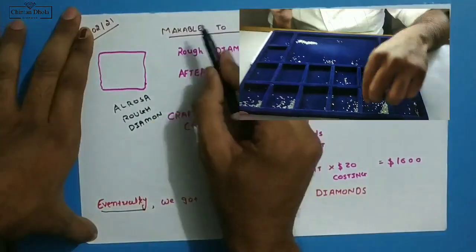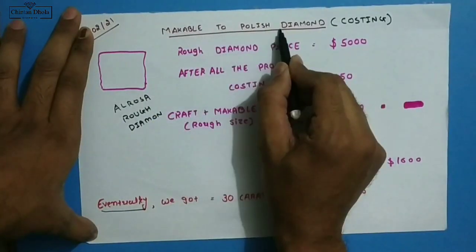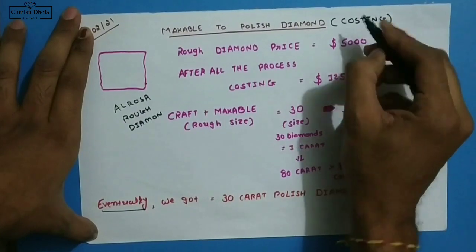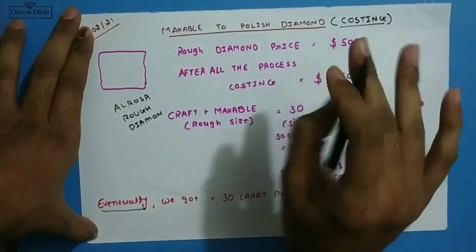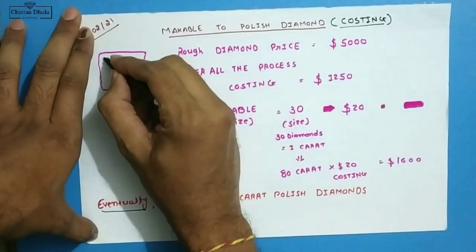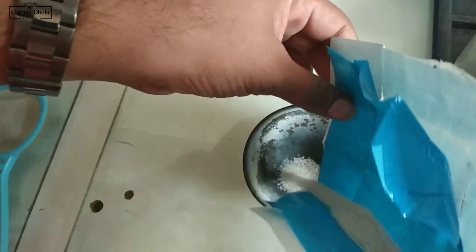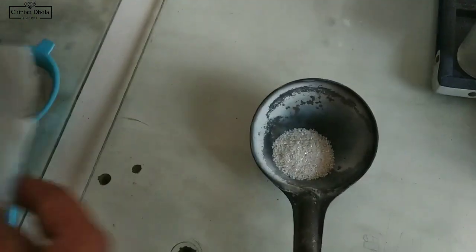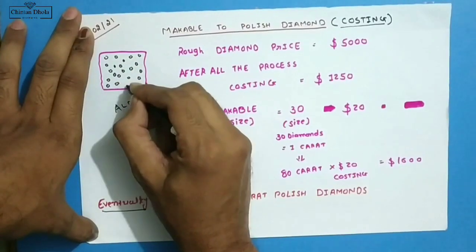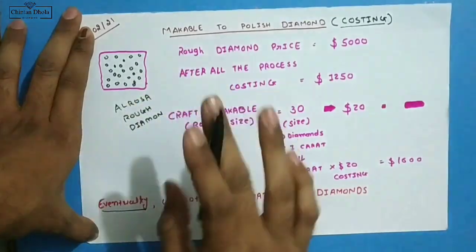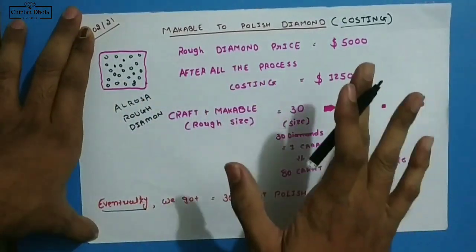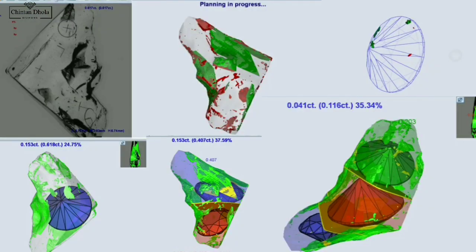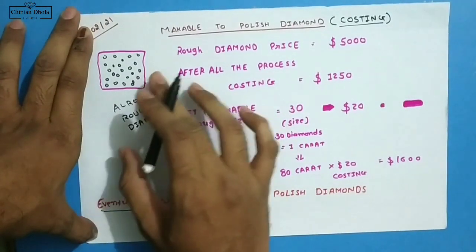Now in this video I will teach you the rough to polished diamond total costing process. What is the exact costing process? I purchased this rough diamond. I already took my example in this video, so don't worry about that. I will teach you each and everything step by step, and how I get profit from this particular rough diamond.